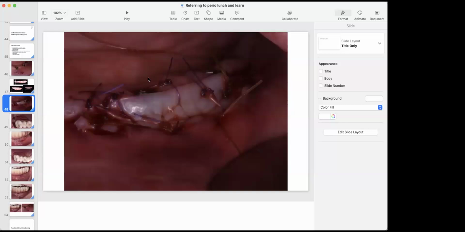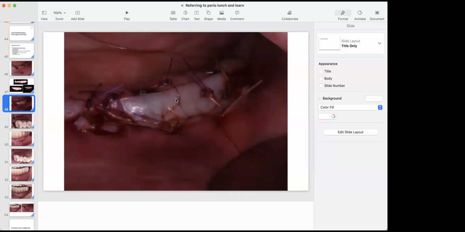So here's the implant, here's the other implant. So I've placed it kind of right at the margin where we didn't have that tissue, where we want to increase that attached tissue here. So I've sutured the graft in place.